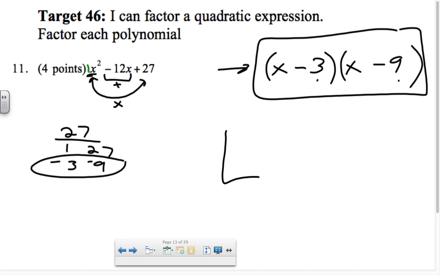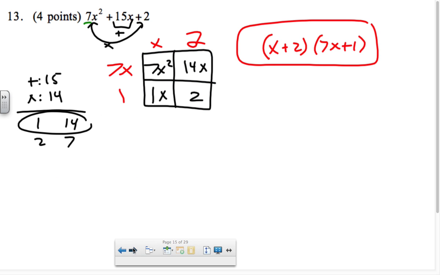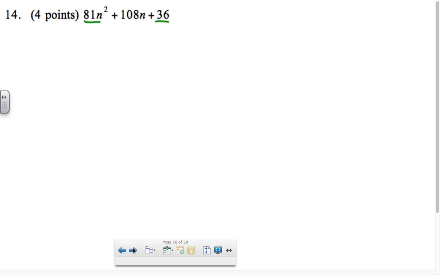If you had done the box, it would work. Okay, you'd end up with x squared, 27. Your magic question would be negative 3x and negative 9x. So you'd factor out the x's and the 9 and the 3, and then to get the negative in these two spots, with positive in the bottom right, you'd have to put negatives in both. Okay? Now the other ones with the perfect squares have different shortcuts.